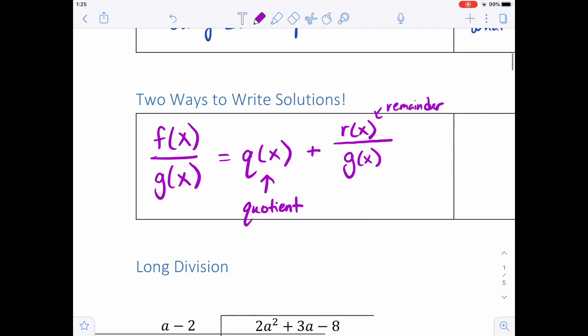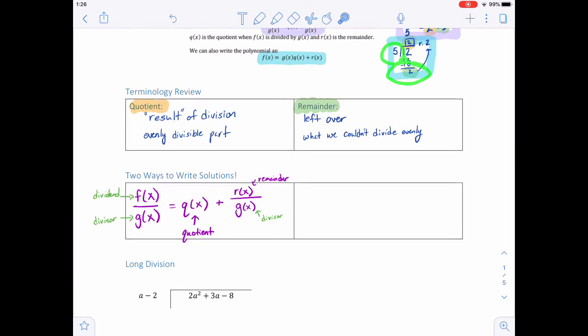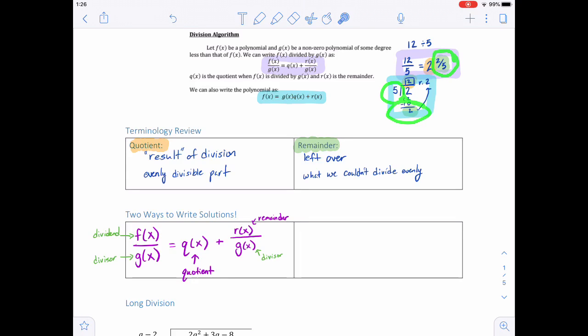Some other terminology. F of x is called our dividend. It's what we're dividing. G of x is our divisor. So we have a dividend, a divisor, a quotient, a remainder. We still have our divisor over here. Because remember, if we go back to this example, we could not divide that 2 by that 5. And so when we write it as a fraction, we leave it still divided by 5.